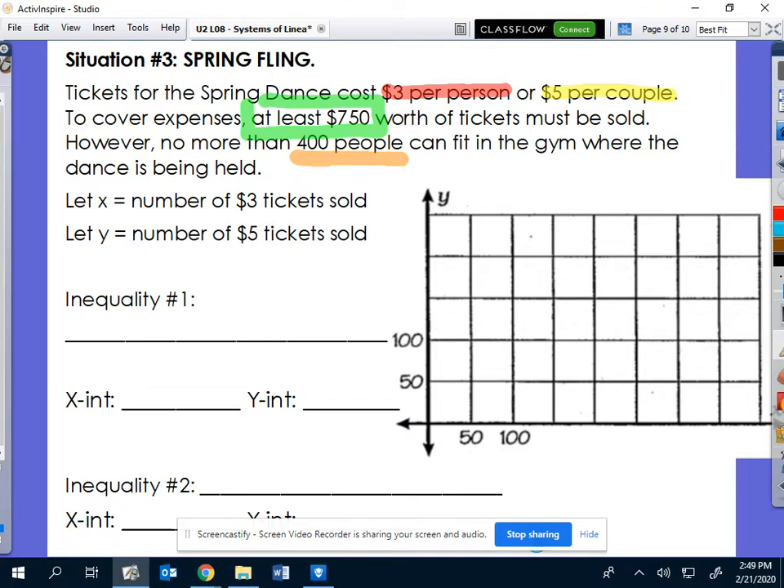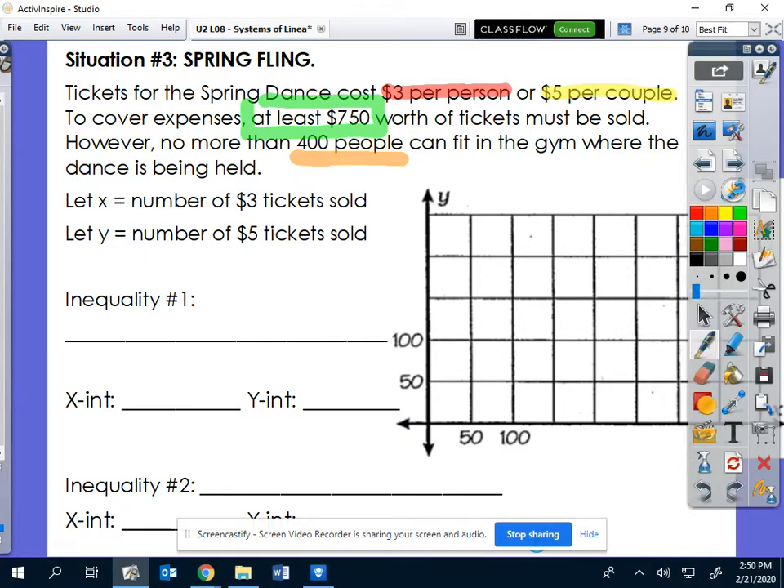So if we create our inequalities again, press pause, do this one completely on your own, see how you do. Let's create those inequalities and see if you're able to then use Desmos to create your graph.